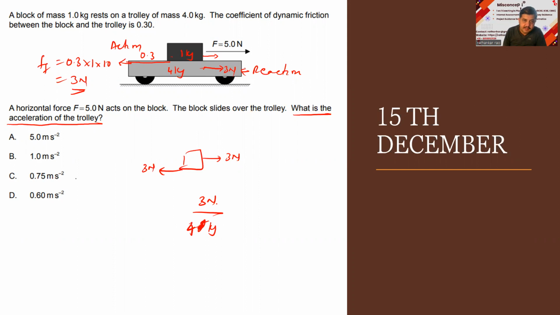Okay, so this is net force divided by net mass. The force acting on this object divided by the mass of this object. This will give me my acceleration, which should be equal to 0.75 meter per second square. So this is the acceleration of only this object. It is not the acceleration of this and this together. It's only the acceleration of this object. Thus, this trolley is now moving at 0.75. I hope you understand this.